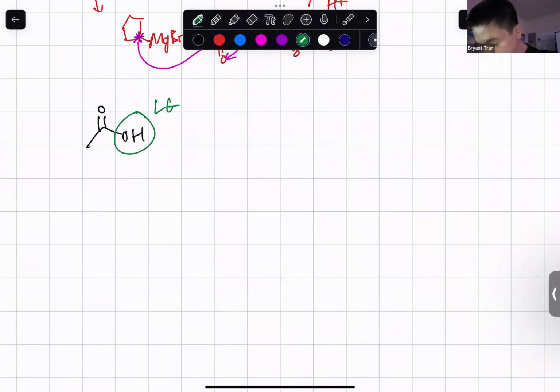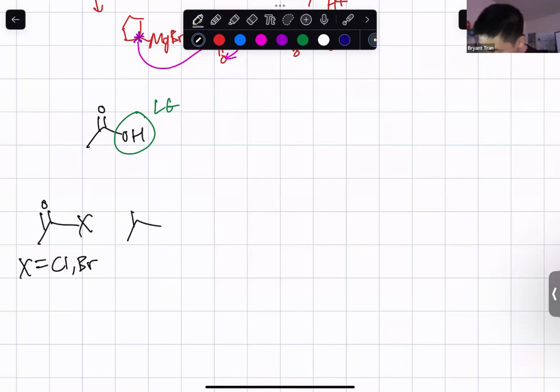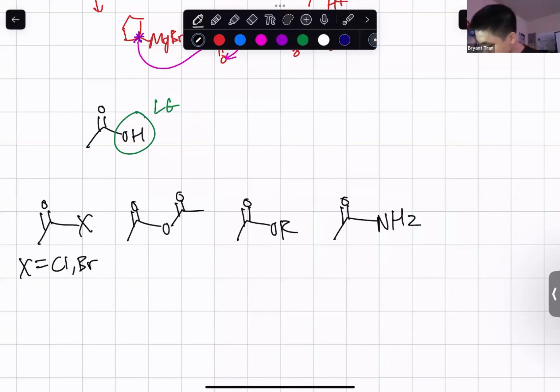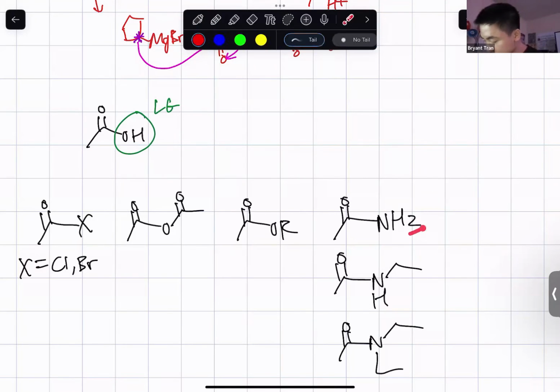Let's say this right here is the leaving group. That leaving group could be substituted with anything, right? It could be substituted with a halogen X, where X mostly can be chlorine or bromine. That's an acyl halide. It can be substituted with another carboxyl group, with an OR group, or with an amine group, right? There's names for these right here.